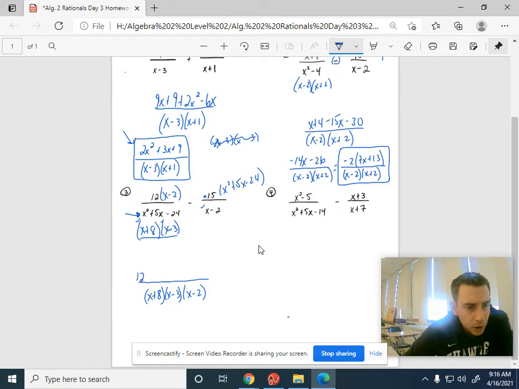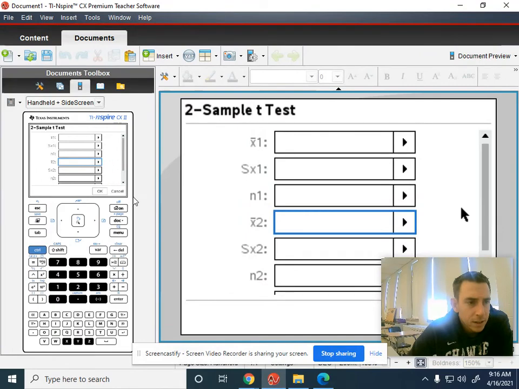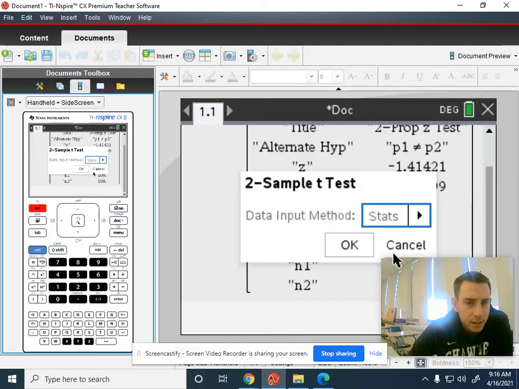All right, we're going to have 12x minus 24. We're going to have negative 15x squared, minus 75x. And then 15 and 24. Let's see. Let's use the calculator here.